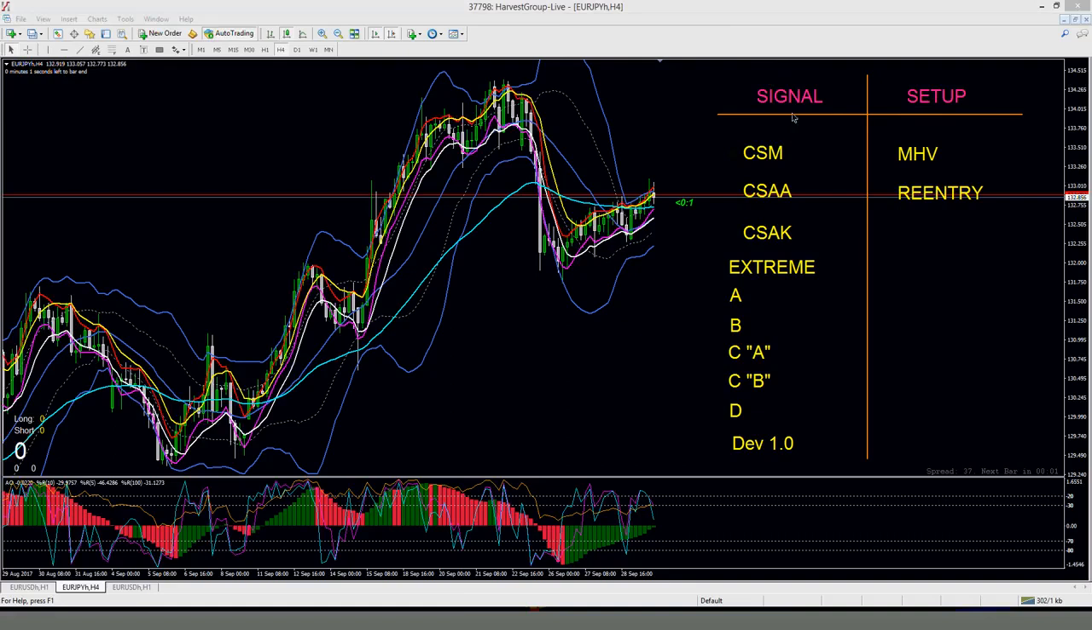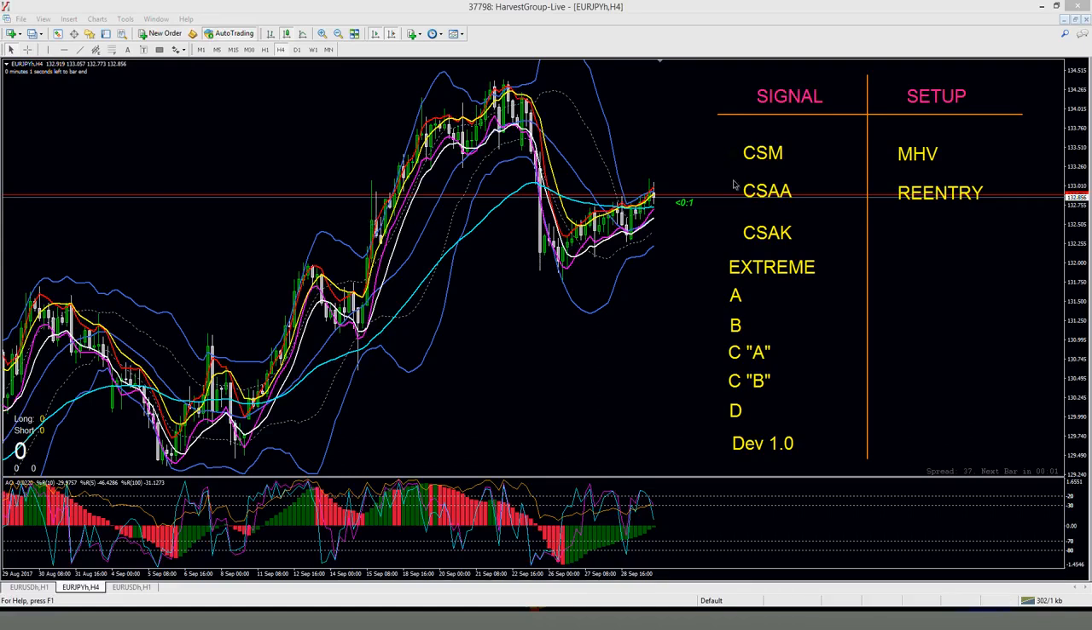Okay, let's start again. Let's move on to signal and setup. So obviously, in BBMA, there are four signals. The first one is candlestick momentum, which I already highlighted earlier on. Whenever you have a candle that closes outside the Bollinger Band, then this is candlestick momentum.